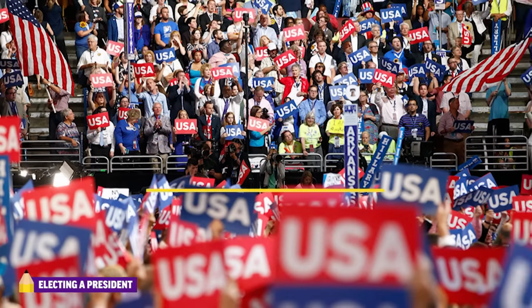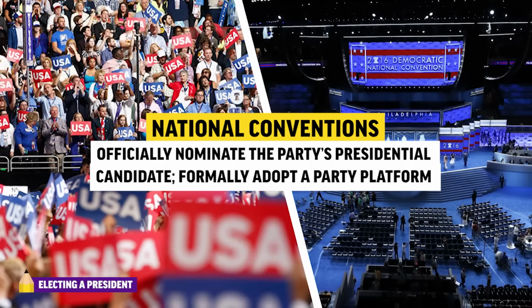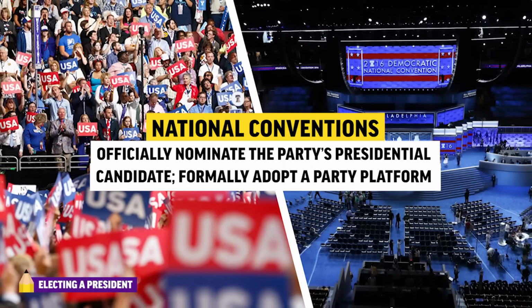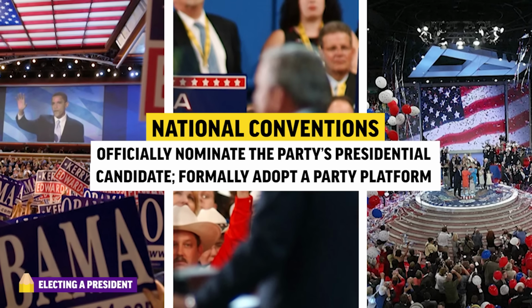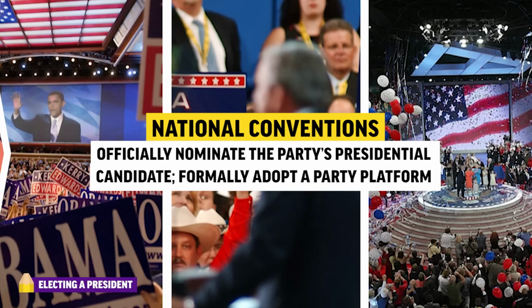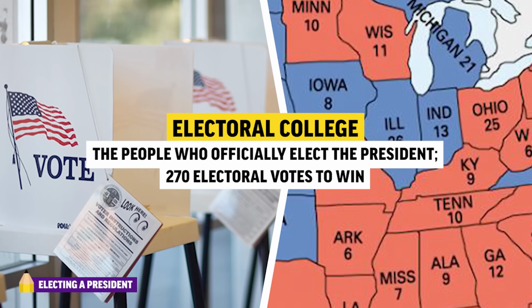Oversimplification alert. After the primaries in all the states end, whichever candidate has the most delegates will be officially nominated as the party's presidential candidate at the national convention. Again, it's complicated, but basically when a candidate wins a primary, they win a certain number of delegates, who are the people who go to the national convention to officially elect the party's candidate. And then it's on to the general election, where the president is officially chosen by the Electoral College.